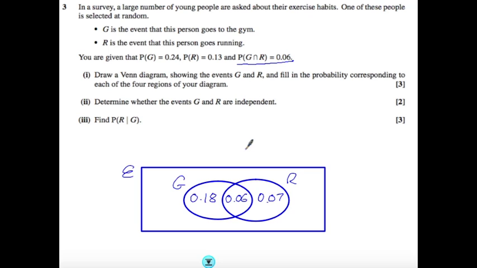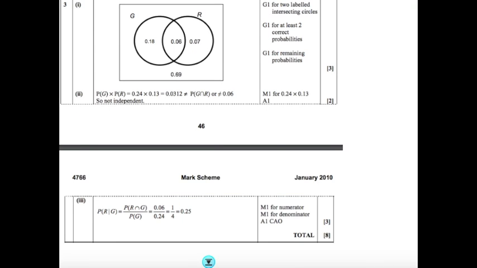So that will be 0.69, I want to say. Let me double check. Good. So we can see you get a mark for 2 labelled intersecting circles, not bad. A mark for 2 correct probabilities and a mark for the rest.